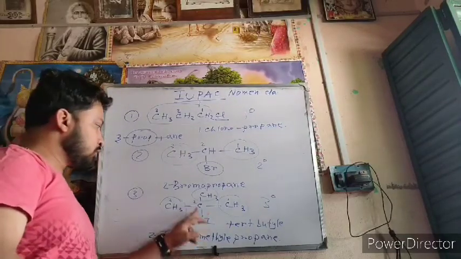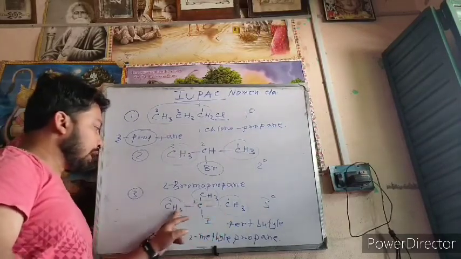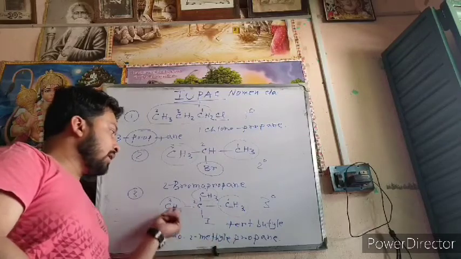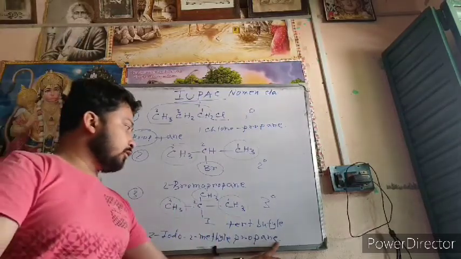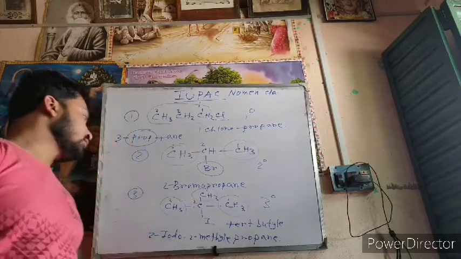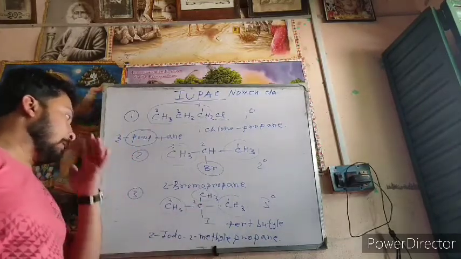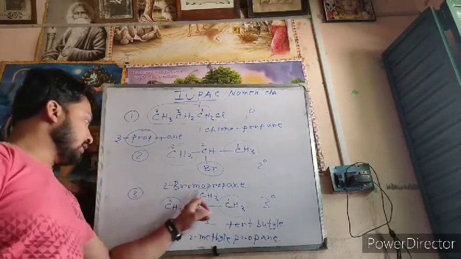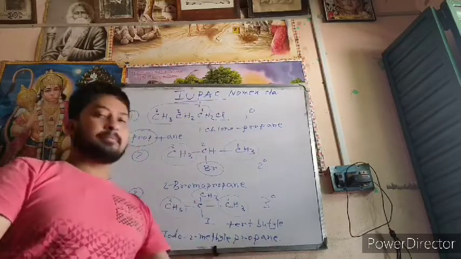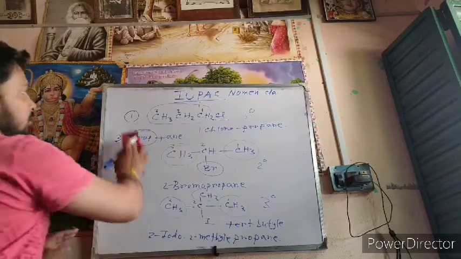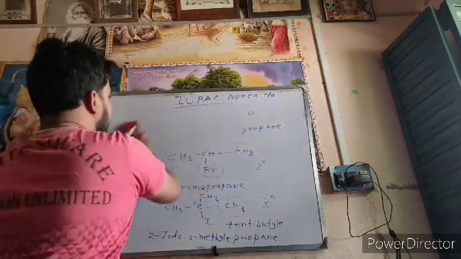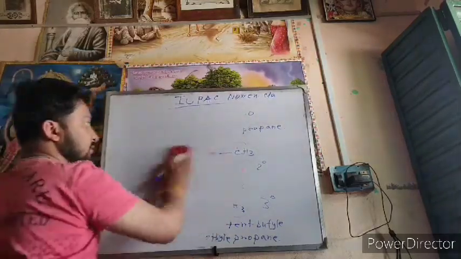2 iodo 2 methyl, 1, 2, 3. 3 means pro, and the bond between them single. Therefore, this is N group, and we get the name of this compound: 2 iodo 2 methyl propane. Very fine, very easy. Now take more examples.